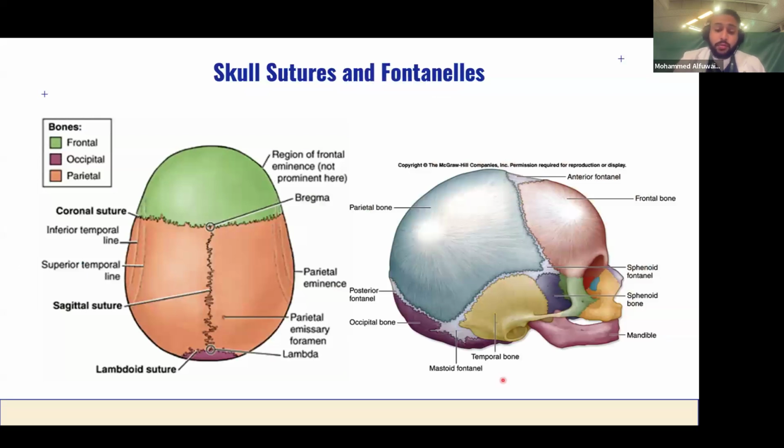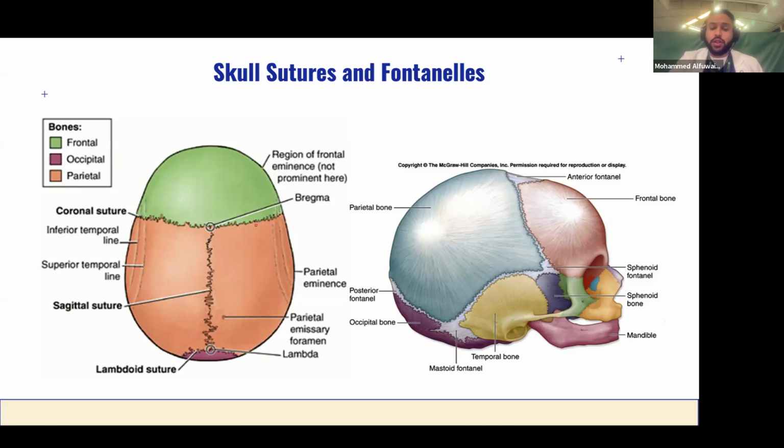Now to something actually you'll be asked about, which is skull sutures and fontanelles. So skull sutures, as I said, are the suture lines that attach two bones together, and they basically allow for the bone to grow during development, or the skull cavity to grow during development.